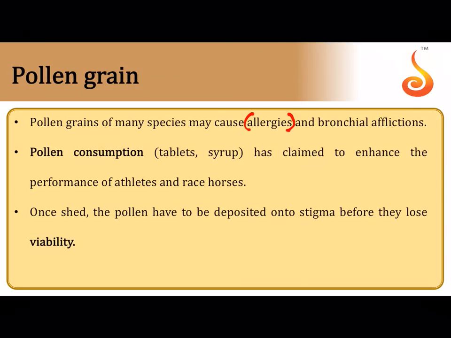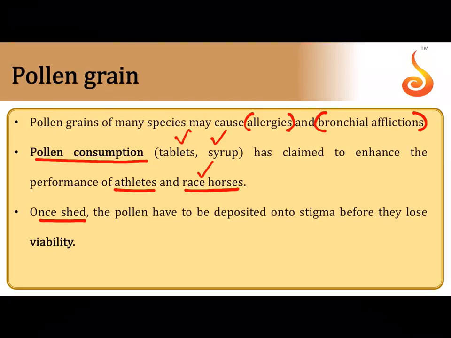Pollen grains are also known to cause a lot of allergy and bronchial afflictions in patients, like in asthmatic patients, and people may grow severely allergic to pollen grains, say for example from plants like Parthenium. But in the Western countries, it has become a trend now to consume pollen in the form of tablets and syrups because they claim it enhances the performance of athletes and race horses, because pollen grain is provided with rich food reserves which may be energy supplements to humans and animals, like you saw in race horses as well.